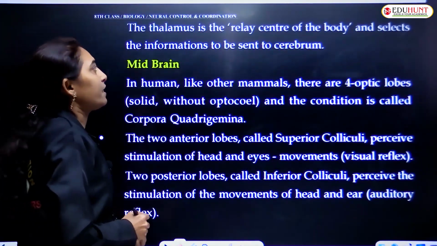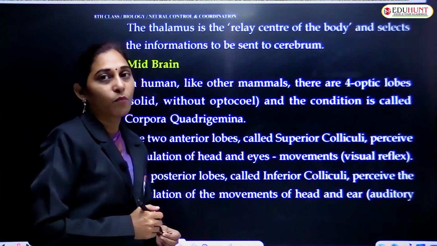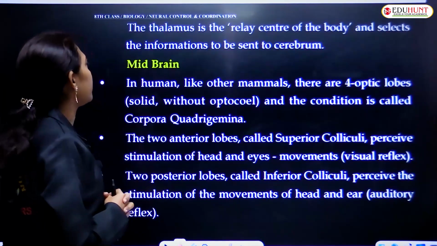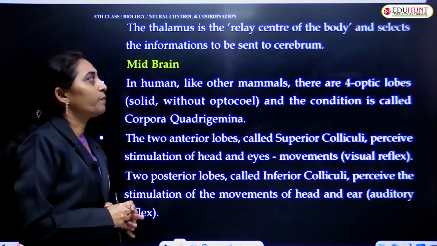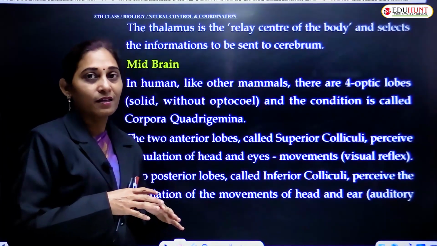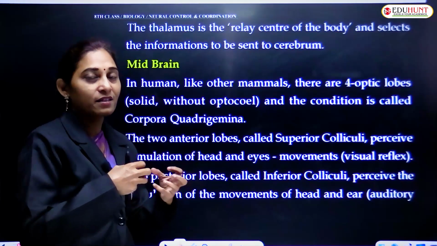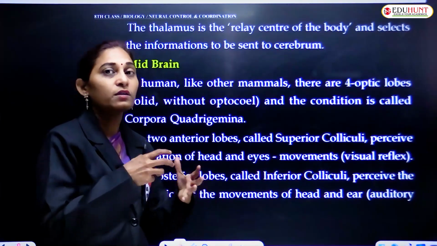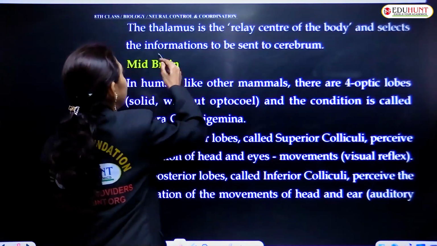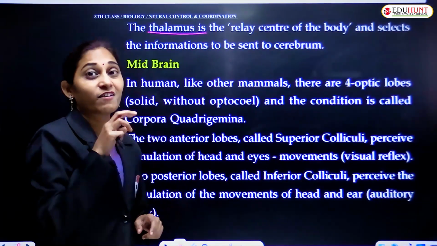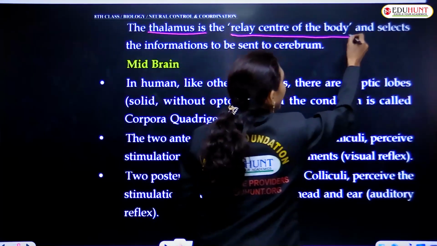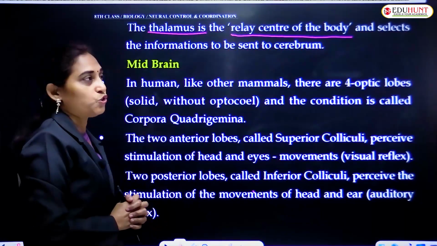And the thalamus is the relay center of the body. It relays signals and selects the information to be sent to the cerebrum. This kind of selection is done in the thalamus part. It is the relay center. Remember this: the relay center of the body is the thalamus region.